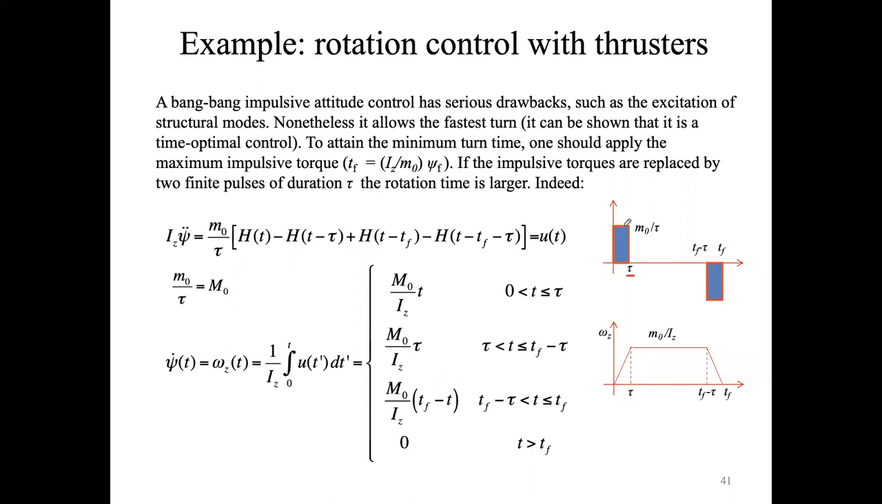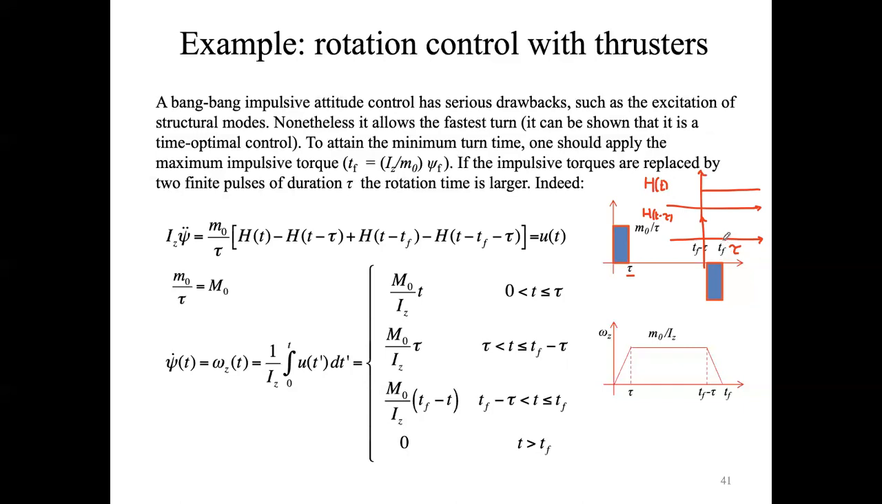For each period in which you have the firing of the thruster, you have to define two Heaviside step functions. What I mean is that the first one, H(t), means that at a certain time t0 you're going to have a step function. At time t minus tau, you're going to have an opposite step function that basically subtracts from that one.